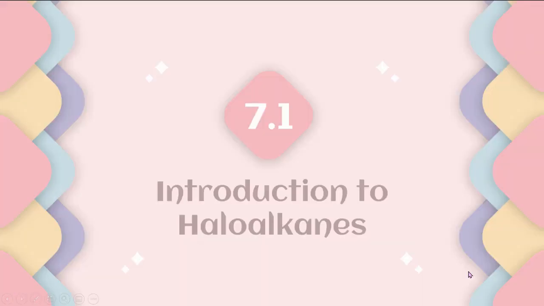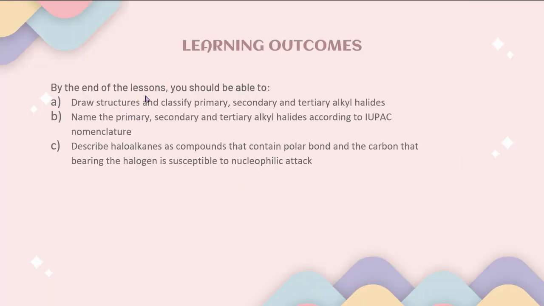In this video, we are going to talk about Chapter 7.1 Introduction to Haloalkanes. By the end of the lesson, you should be able to draw the structures and classify primary, secondary, and tertiary alkyl halides. Name the primary, secondary, and tertiary alkyl halides according to IUPAC nomenclature. Describe haloalkanes as compounds that contain a polar bond, where the carbon bearing the halogen is susceptible to nucleophilic attack.